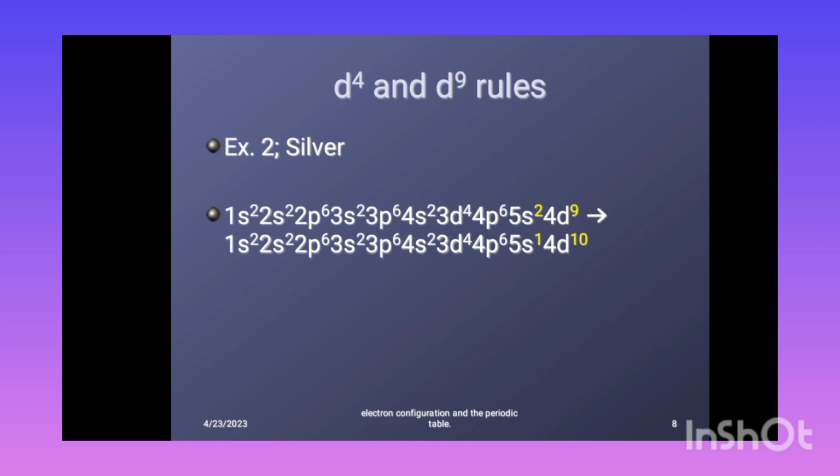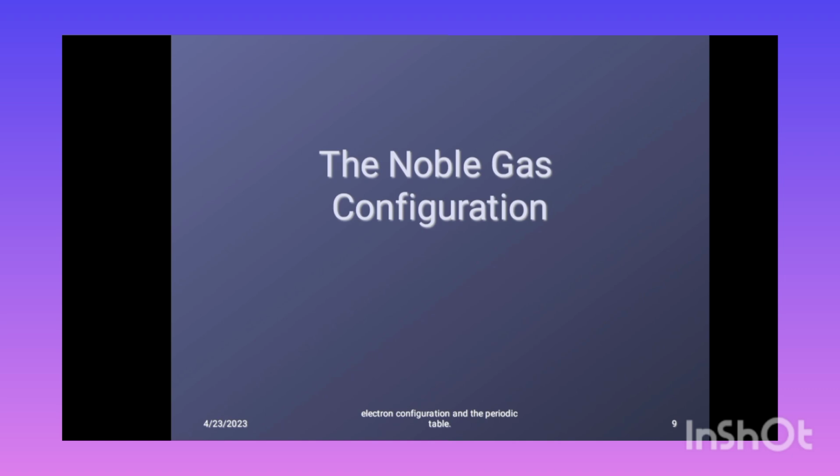If you see the electron configuration for the silver atom, it ends with 4d9. D9 is unstable. Therefore, we have to convert it into a stable form. We can jump 1 electron from 5s to 4d9. Therefore, it becomes 5s1 4d10. So it's now stable.